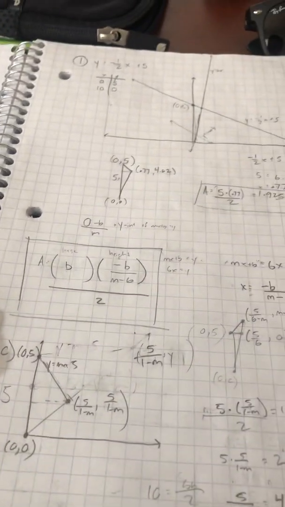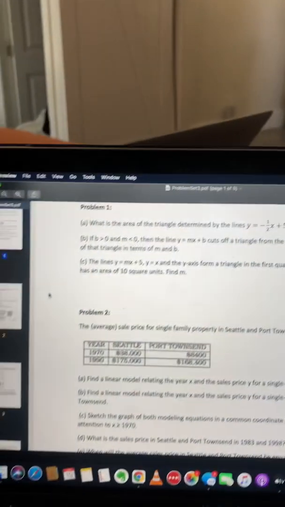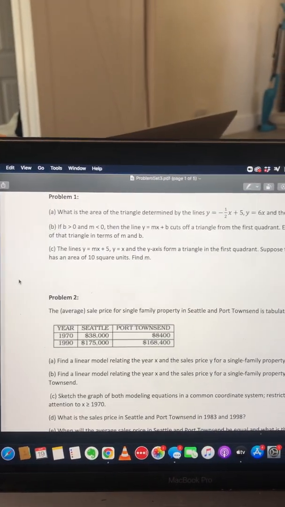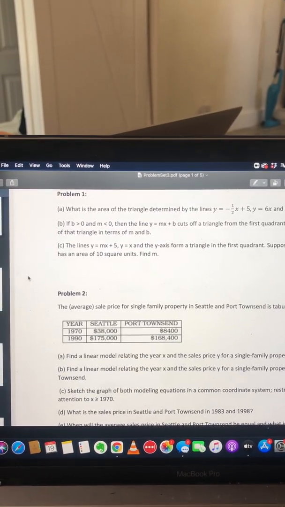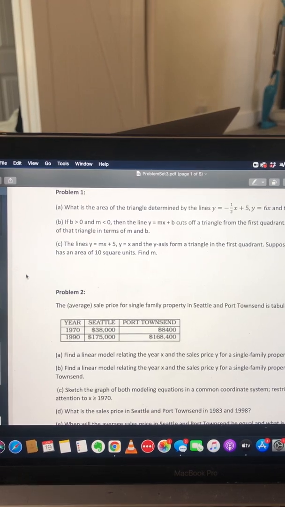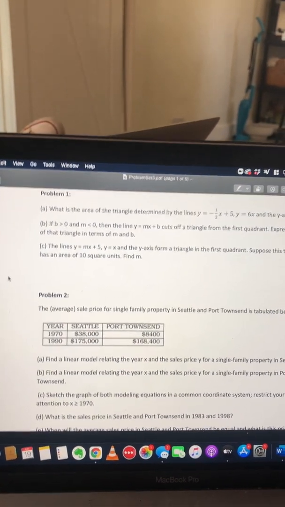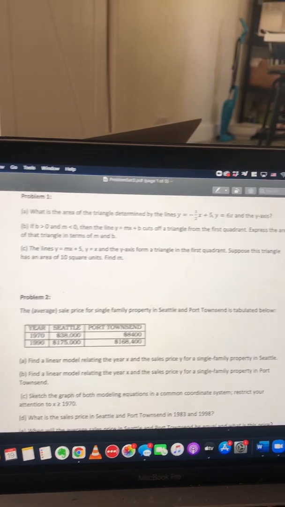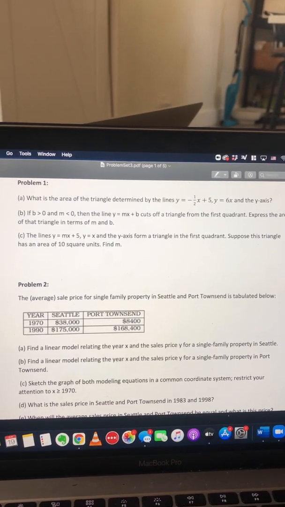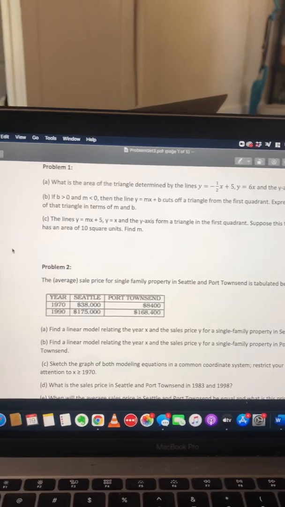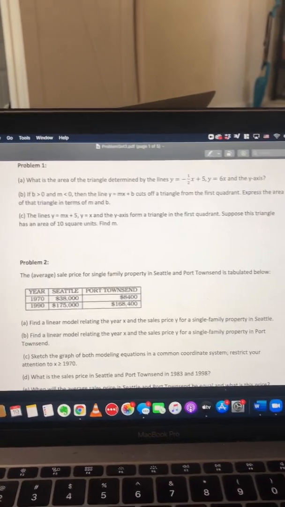The next part of the question asks, if b is greater than 0 and m is less than 0, meaning that the y-intercept is above 0 on the y-axis and the slope is negative, then y equals mx plus b cuts off a triangle from the first quadrant. Express the area of that triangle in terms of m and b.